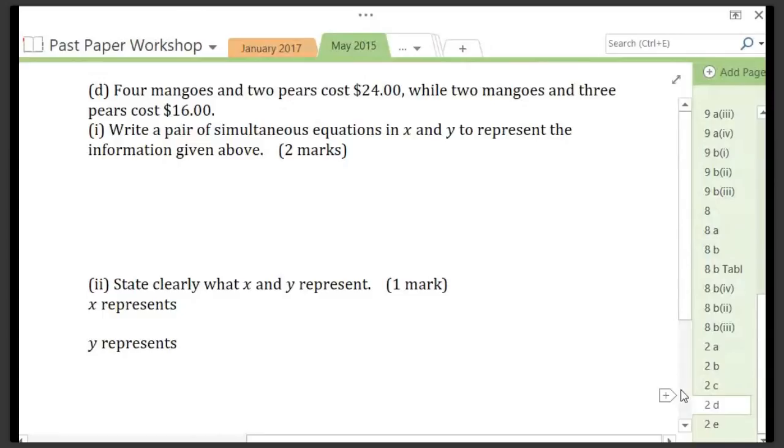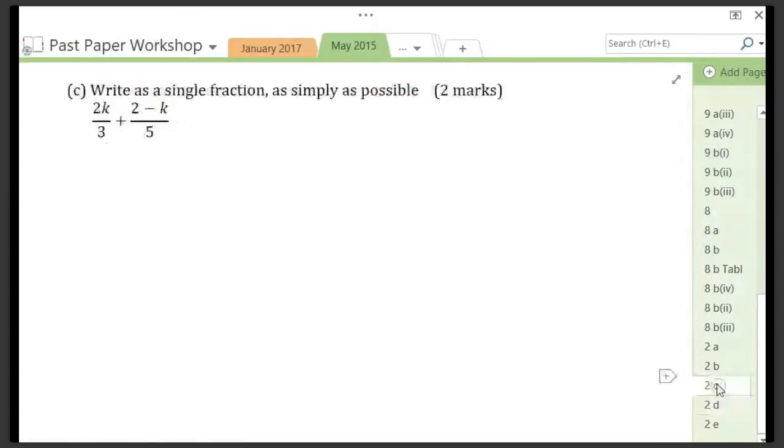So they told us here, just now, I think I skipped out C here. Yes, sorry, I skipped out C. I'll come to D just now. All right. So write as a single fraction as simply as possible for 2 marks.